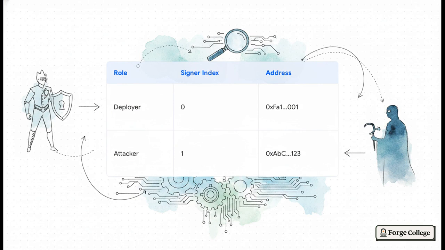To make the exploit perfectly reproducible for everyone else, we have to meticulously map out our suspects. We map the role, like deployer versus attacker, to the exact signer index used in our test. And we provide the respective address strings. By clearly documenting who is who in our testing environment, we completely remove all the guesswork for the next engineer trying to recreate the exploit.